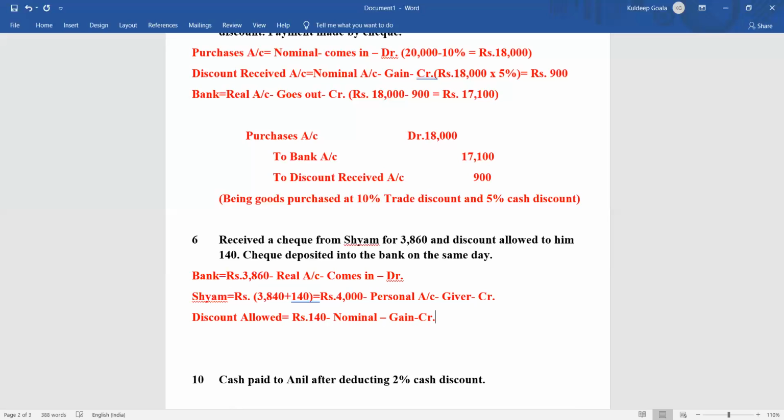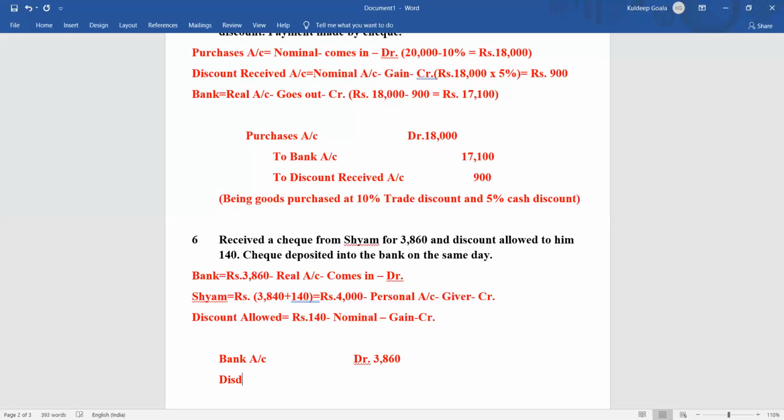Clear? Now what will happen with the journal entry? First the bank account will be debited. How much? 3,860 rupees.